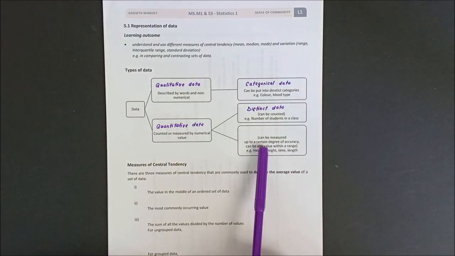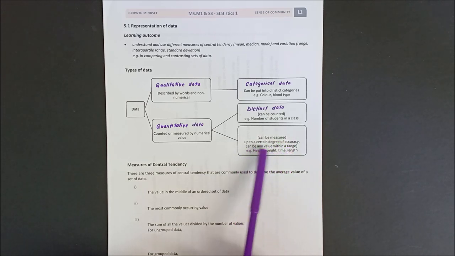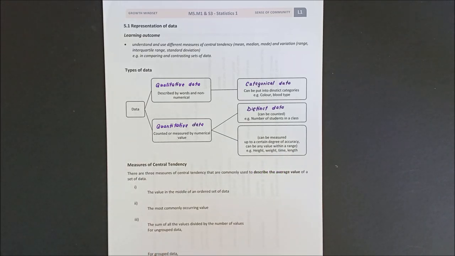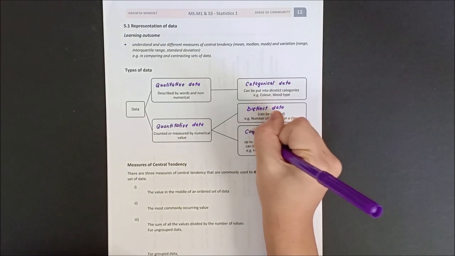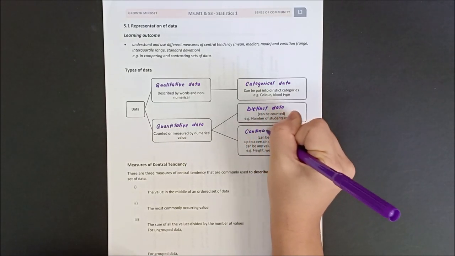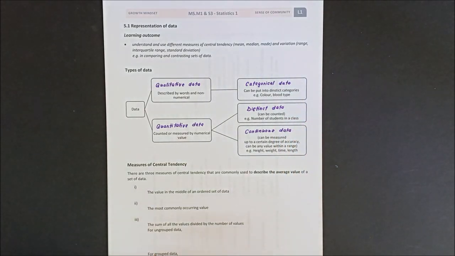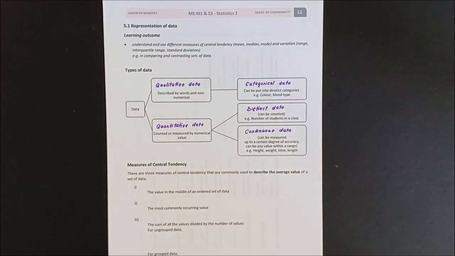The second one is data that you can measure up to a certain degree of accuracy. It can be any value within a range, for example height, weight, time, length. We call this type of data continuous data. Continuous data normally allows decimals. When we talk about height, we normally don't say it's 1 meter or 2 meters, normally we will have values like 1.5, 1.25 and so on.